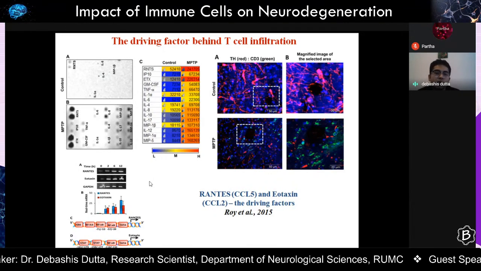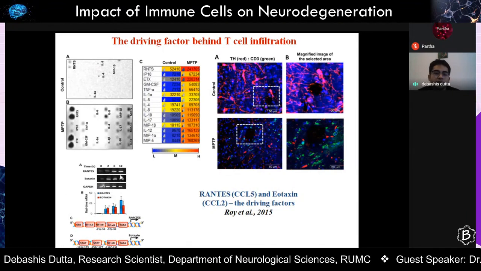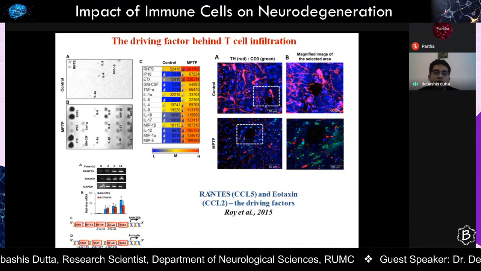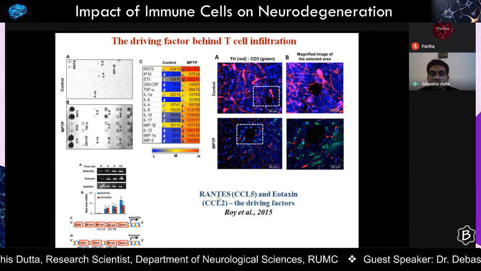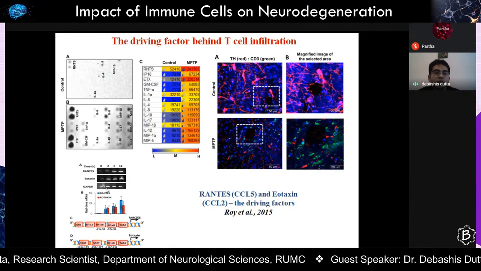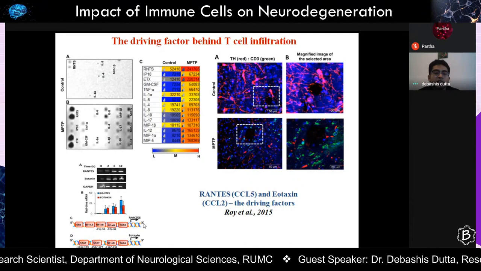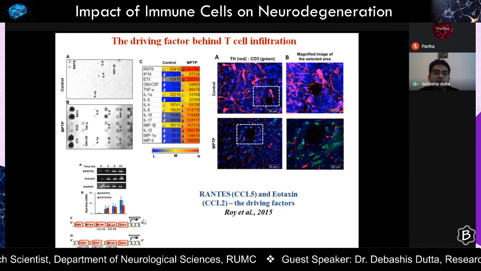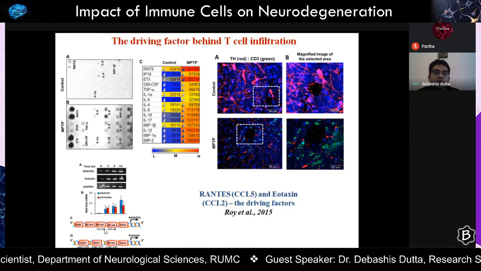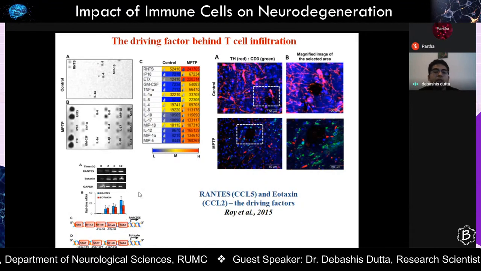Next, they also wanted to see, in Parkinson's cases, if there is an upregulation of cytokines like RANTES or eotaxin, how it is getting upregulated. And they have found that this upregulation in the microglial cells, primarily, is driven by the function of NF-kappa-B activation.